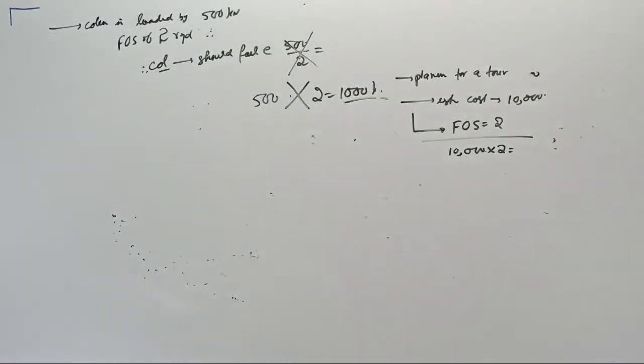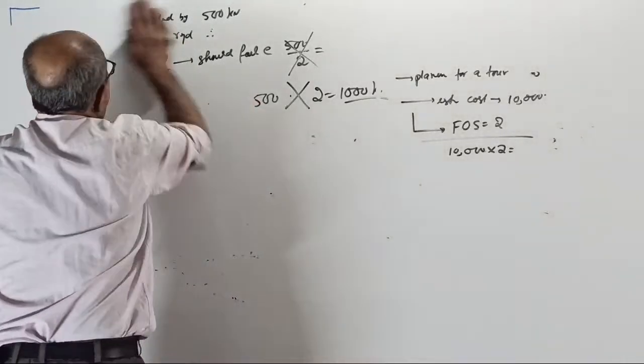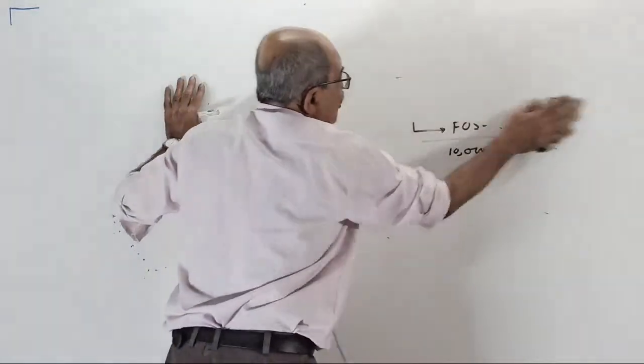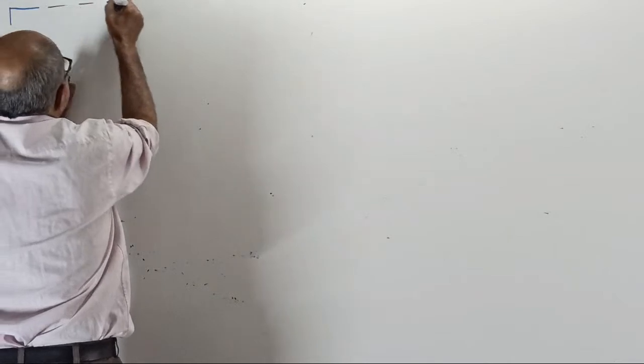Clear? All clear means I will go to examples now. Full board I wrote. After the class you can do one thing: what all I wrote, you make a fair copy and write it. Okay, now I will start numerical example.